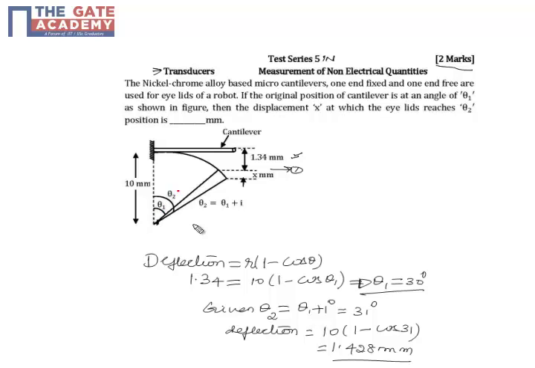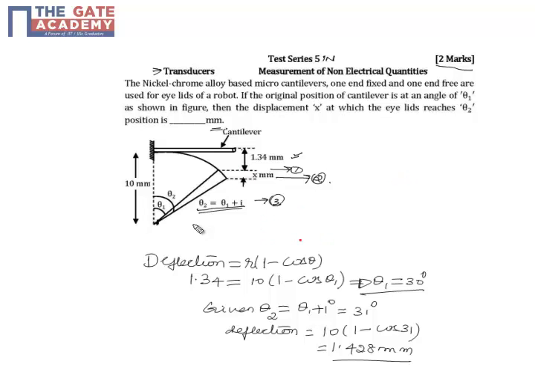So now we are asked to find, when it has been moved to θ2, which is given by the relation θ2 equal to θ1 plus 1 degrees. So when it has moved 1 degree more than θ1, what is the linear displacement x? Which is nothing but the quantity to be found out in mm. So that's what the question says. So now when the cantilever beam is moved to a new position, which is θ2, and θ2 and θ1 are related using this expression, we are asked to find what is the linear displacement x.